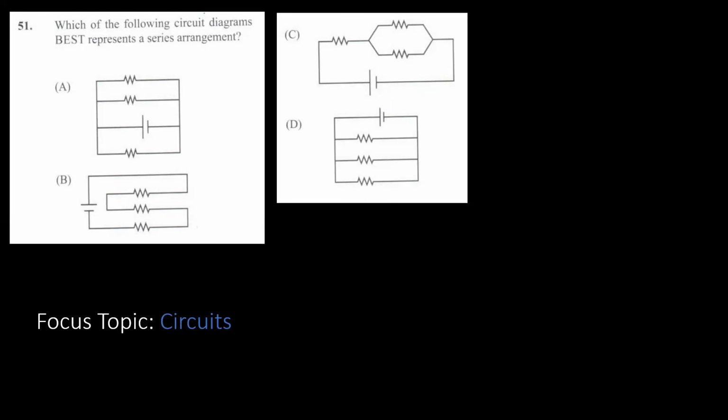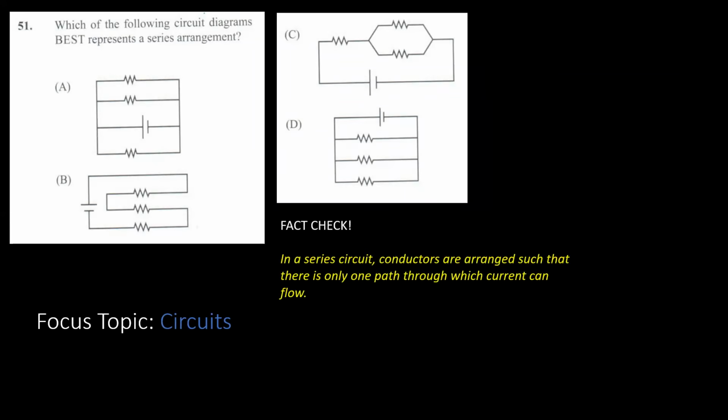Number 51, which of the following circuit diagrams best represents a series arrangement? Now, in a series circuit, the components are arranged so that there is only one path for the current to flow. And we can see that in A, C, and D, there are multiple paths for the current to flow. So our answer is B.